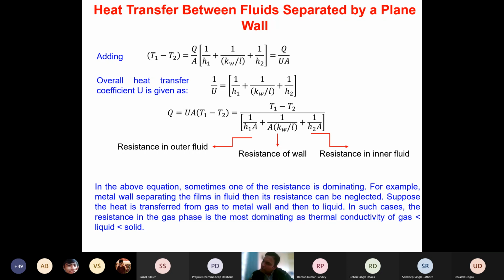Again, if you are looking at only the convection outside or convection inside, then we use only the corresponding heat transfer coefficient, which is small h. This capital U we use only when we are looking at all three together. So that one has to remember.